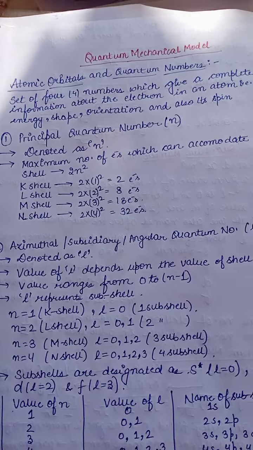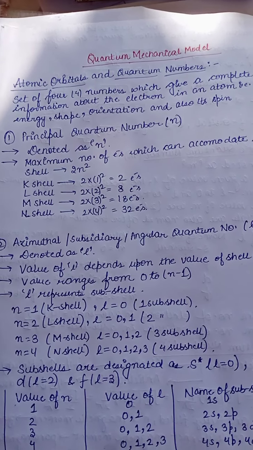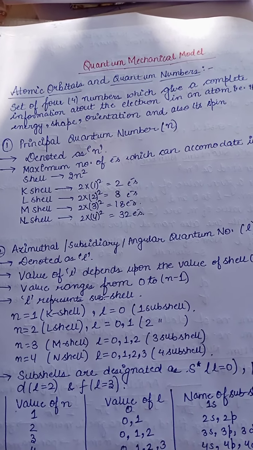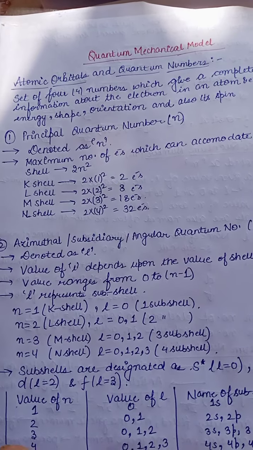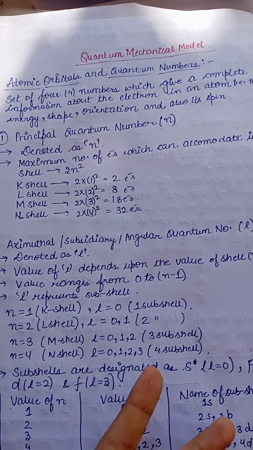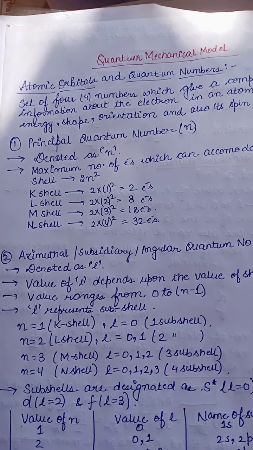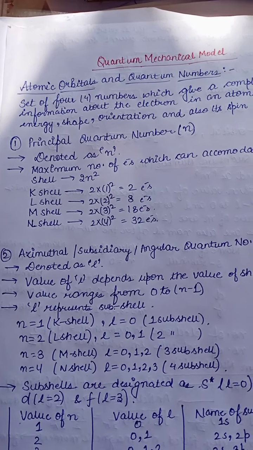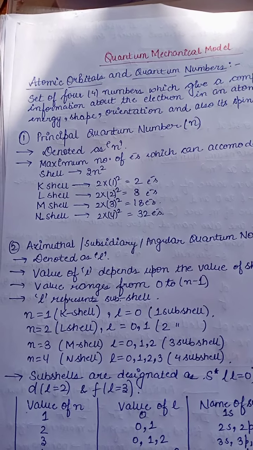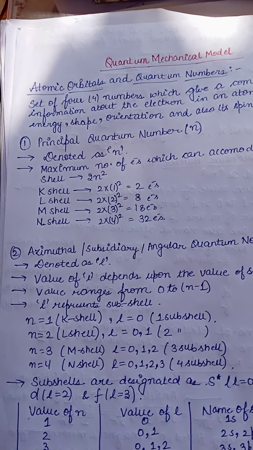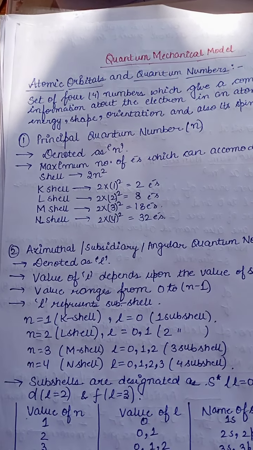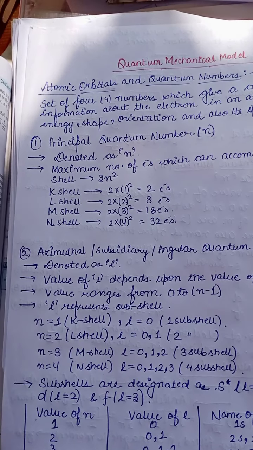So we have a set of 4 numbers which give complete information about the electron in an atom, that is its energy, shape, orientation and also its spin. So they are known as quantum numbers. So we have 4 different kinds of quantum numbers. First one is principal quantum number, second one is azimuthal quantum number, third one is magnetic quantum number, and fourth and last, that is spin quantum number.